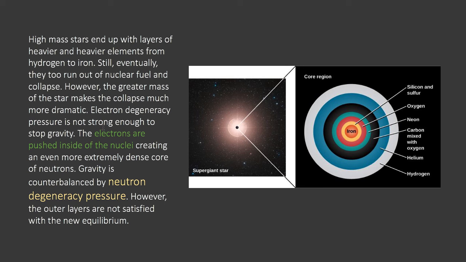However, in this case, the outer layers aren't really satisfied with this new equilibrium that's arisen. In fact, it's not really an equilibrium. So something else is going to happen with those stars. But at least temporarily, we can think of that as the process: it goes from a layered onion with iron at the core, as shown in this diagram, and then collapses until all of the atoms are pushed to touch, and then the electrons are pushed inside of the nuclei. And then we have neutron degeneracy pressure at the center.